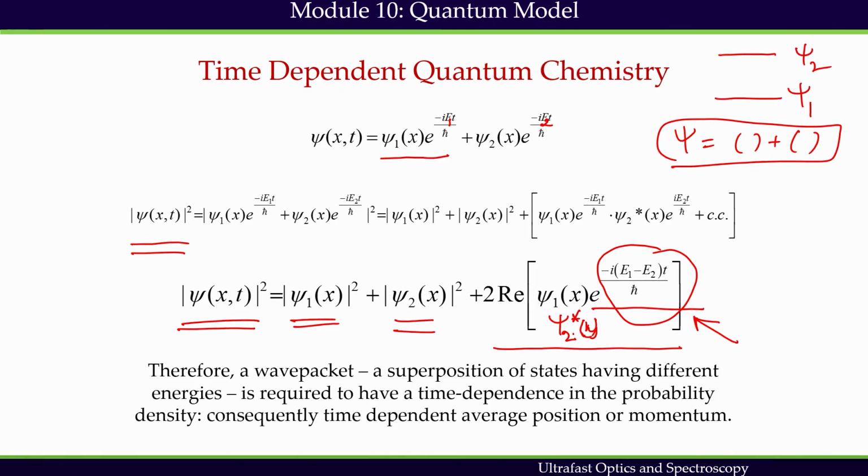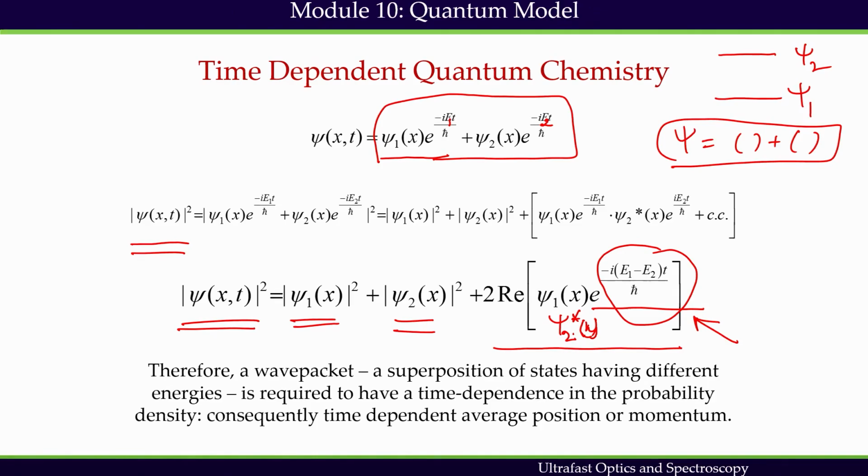This is called a wave packet. So, when we create a superposition state, we call it a wave packet. It is not a pure state, it is two states together, a linear combination of two states, and that is called the wave packet. Therefore, a wave packet, a superposition of states having different energies, is required to have a time dependence in the probability density, and consequently in other observables such as average position and average momentum of the particles. This is a very important realization in quantum mechanics.